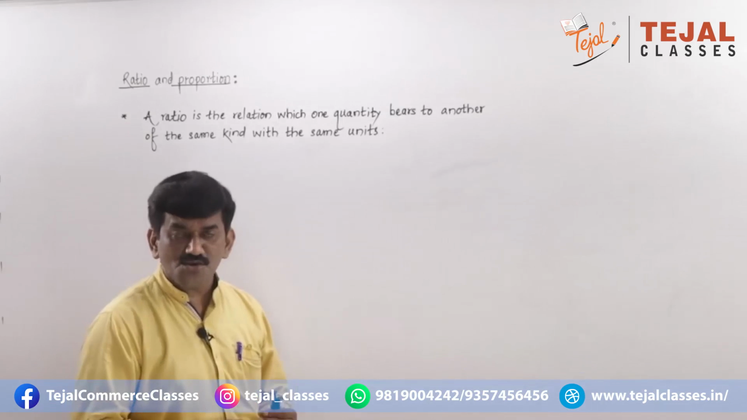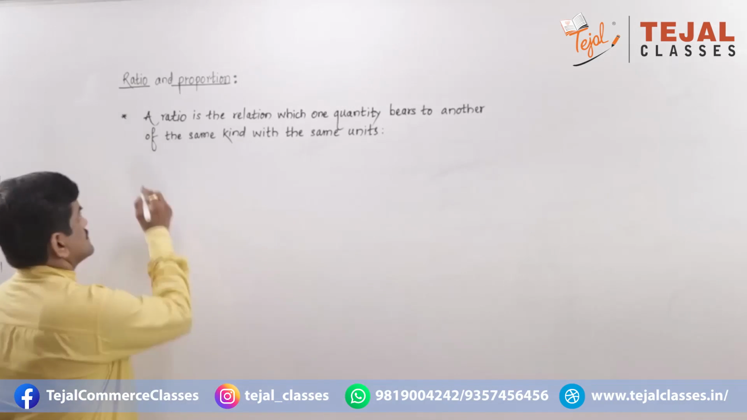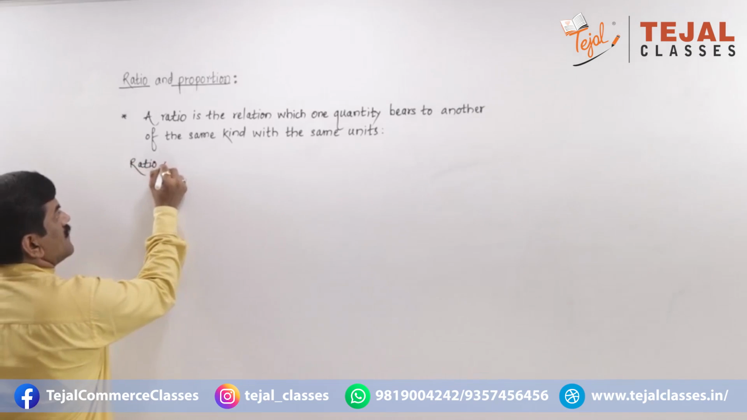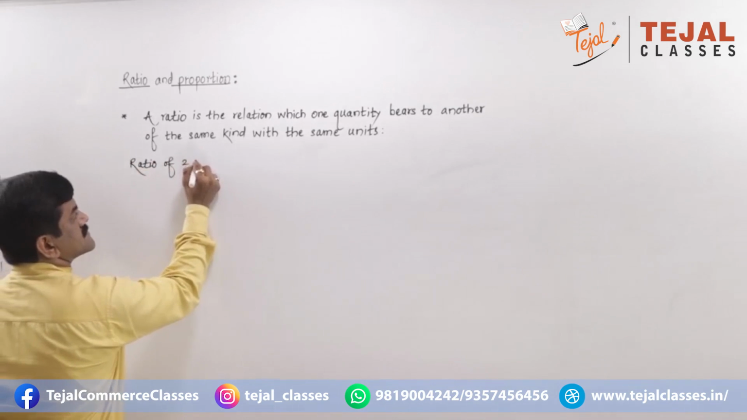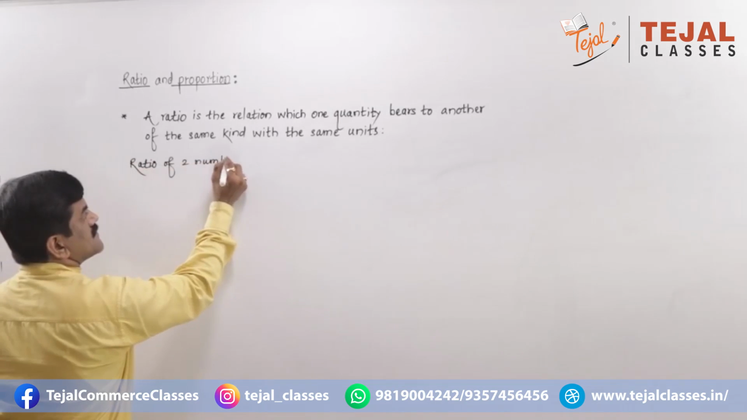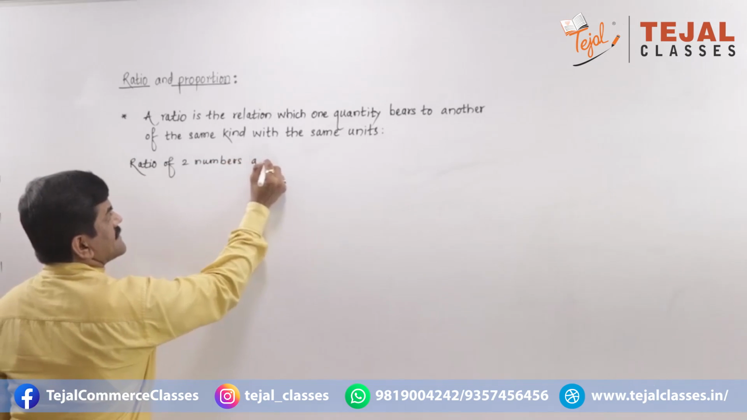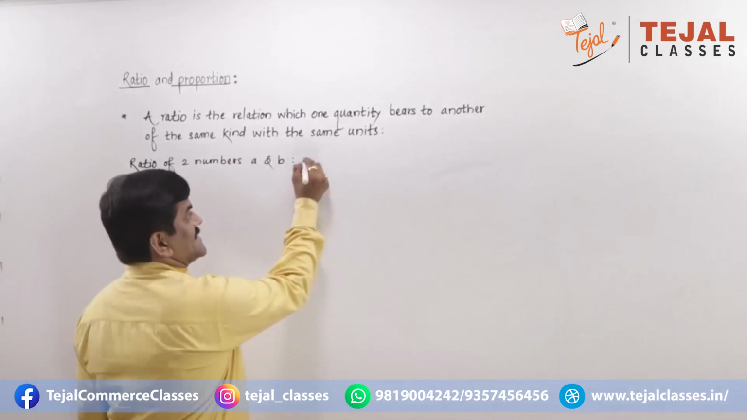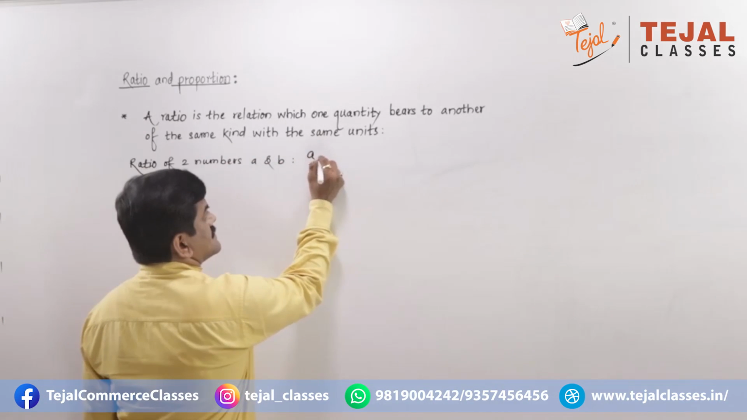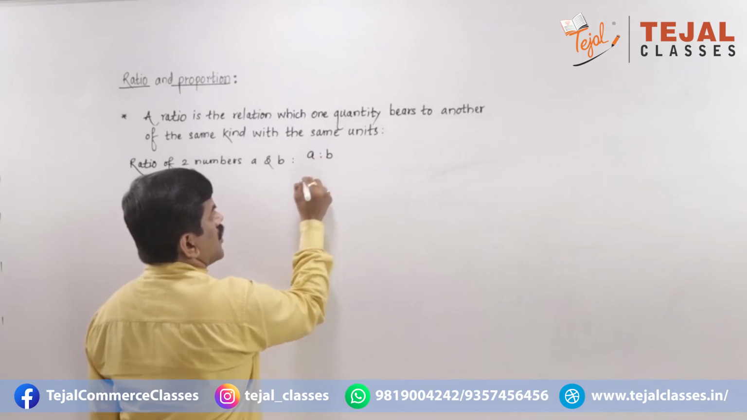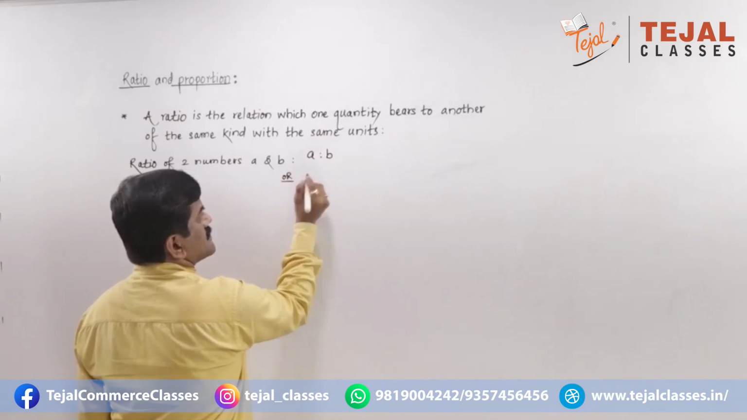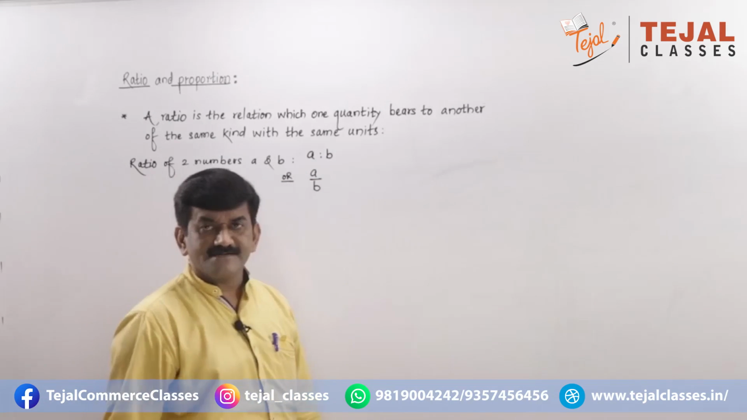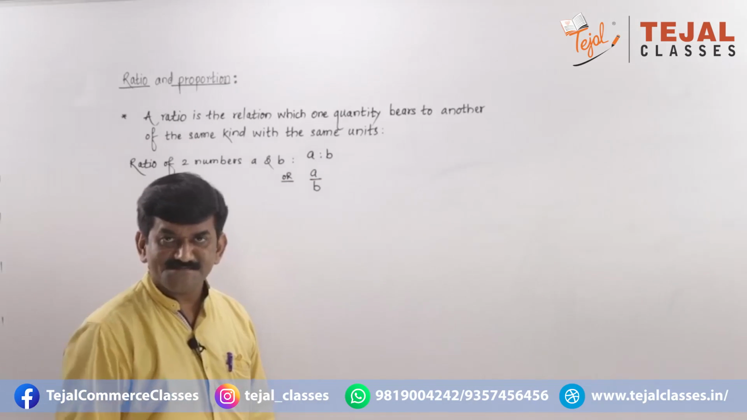Now, ratio of two numbers. Two numbers A and B are always written as A is to B or A upon B, that is A divided by B.